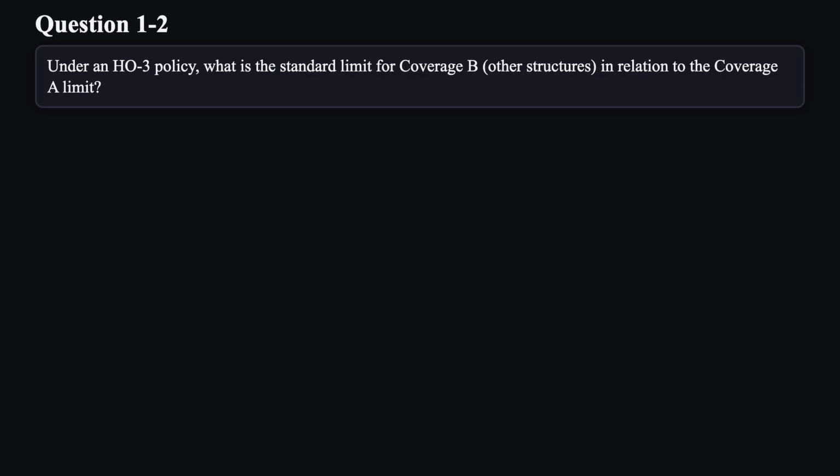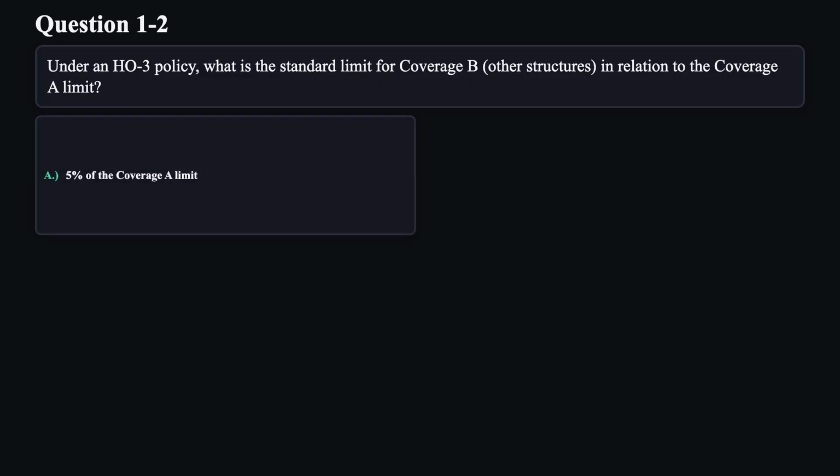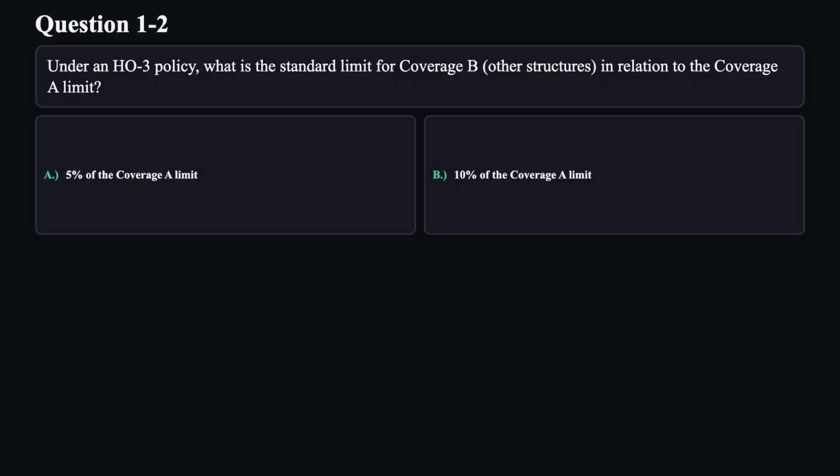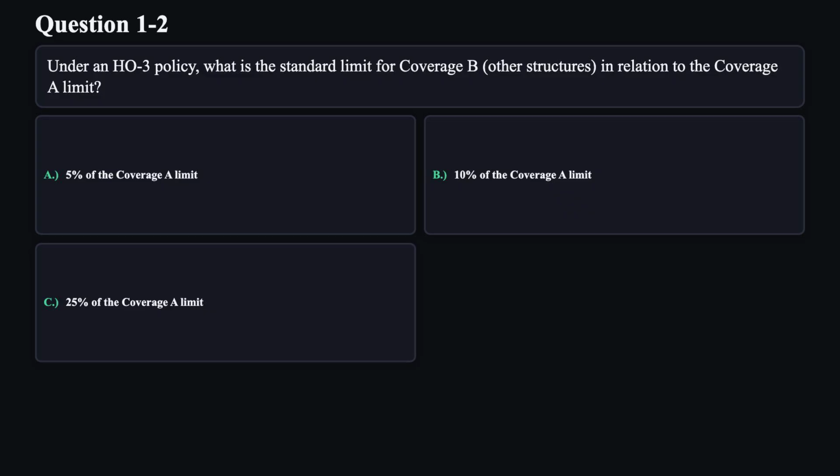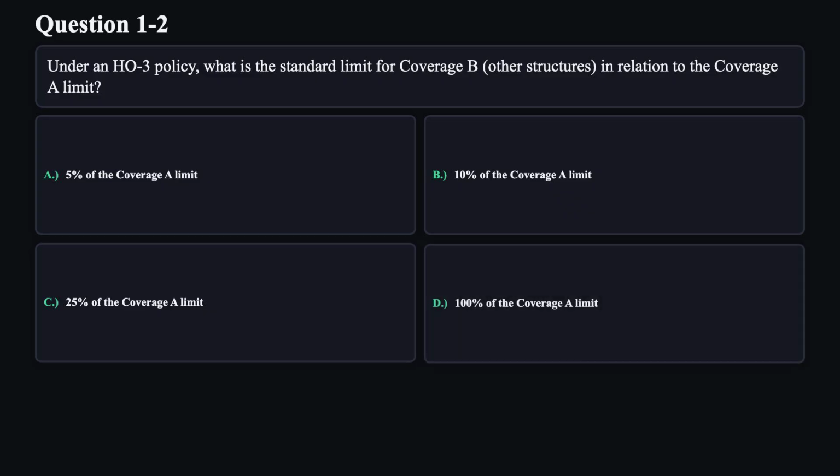Question 2. Under an H03 policy, what is the standard limit for coverage B, other structures, in relation to the coverage A limit? A. 5% of the coverage A limit. B. 10% of the coverage A limit. C. 25% of the coverage A limit. D. 100% of the coverage A limit.